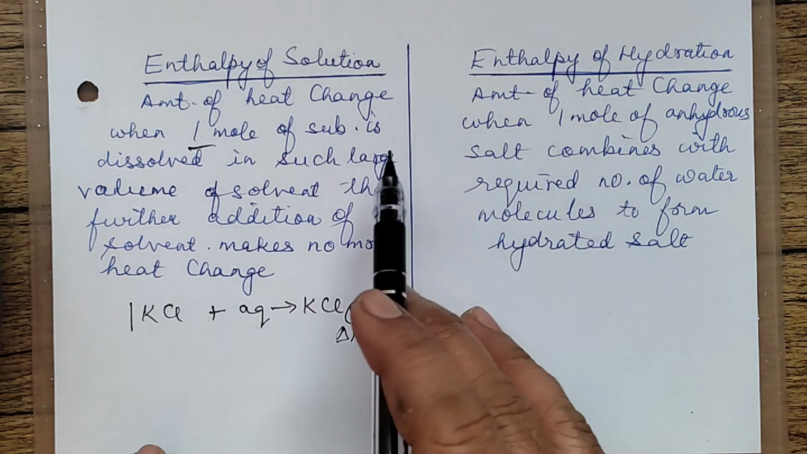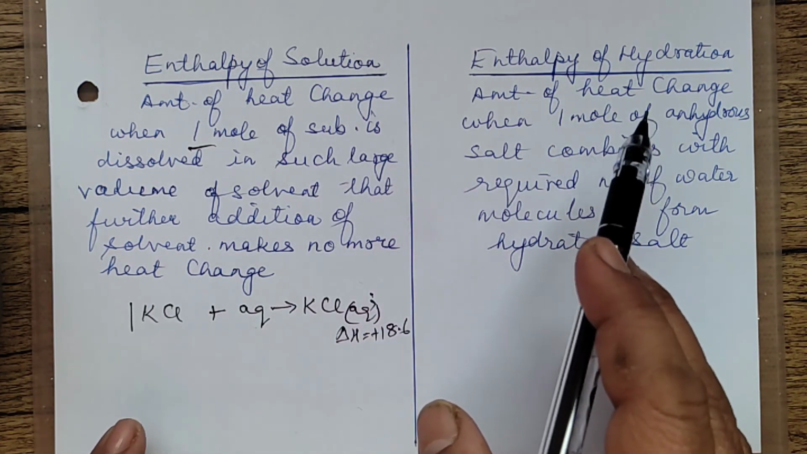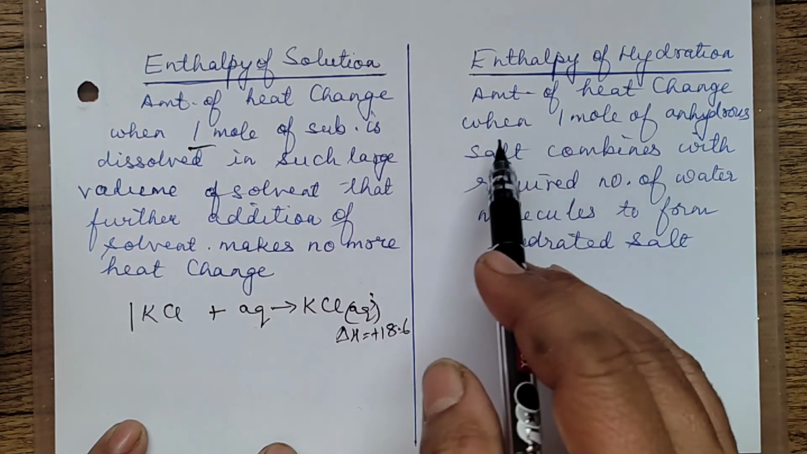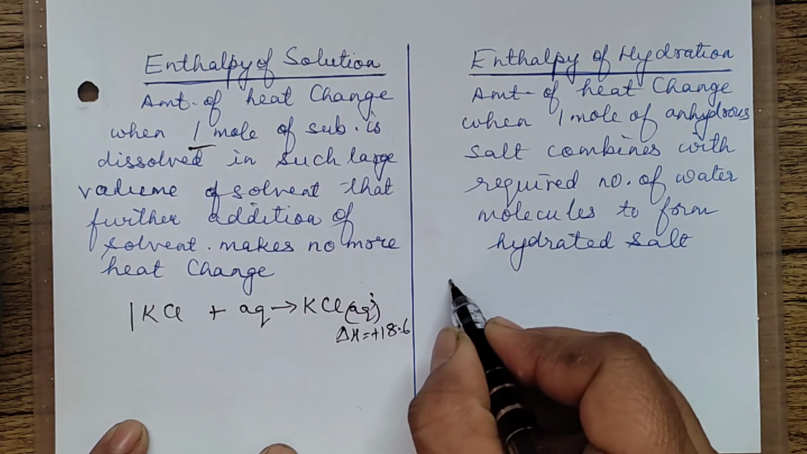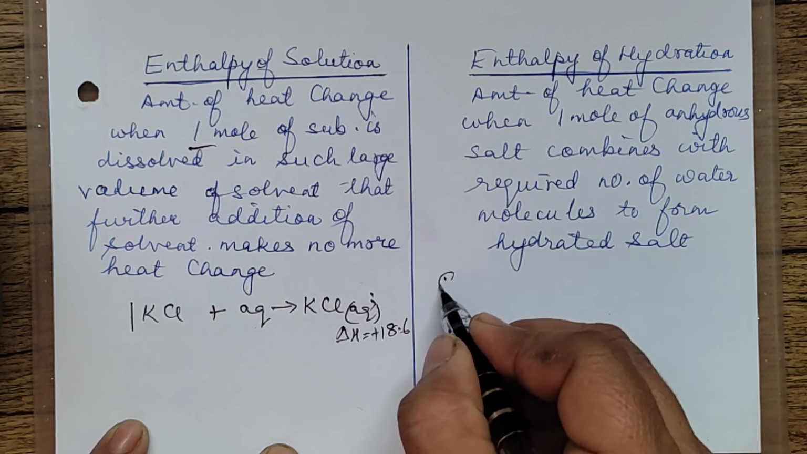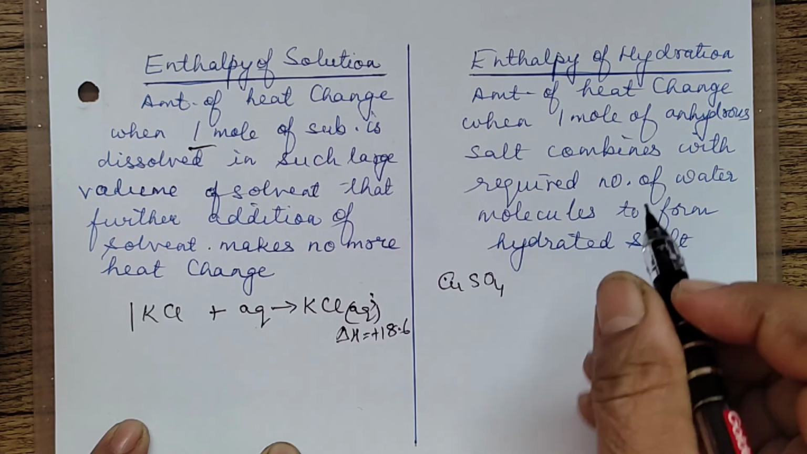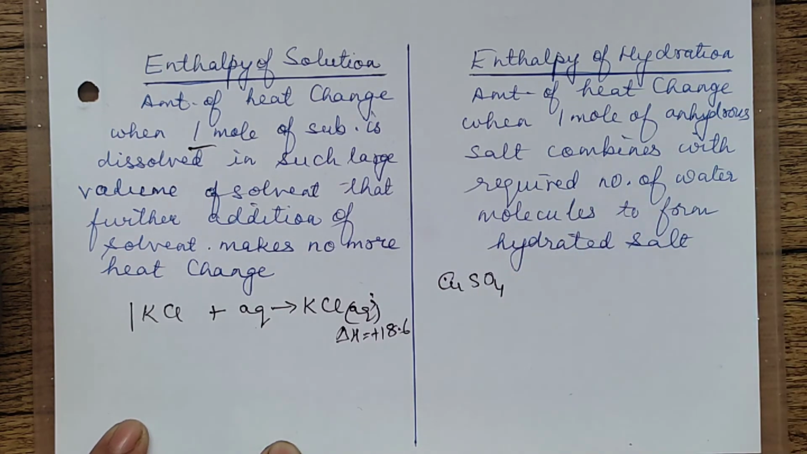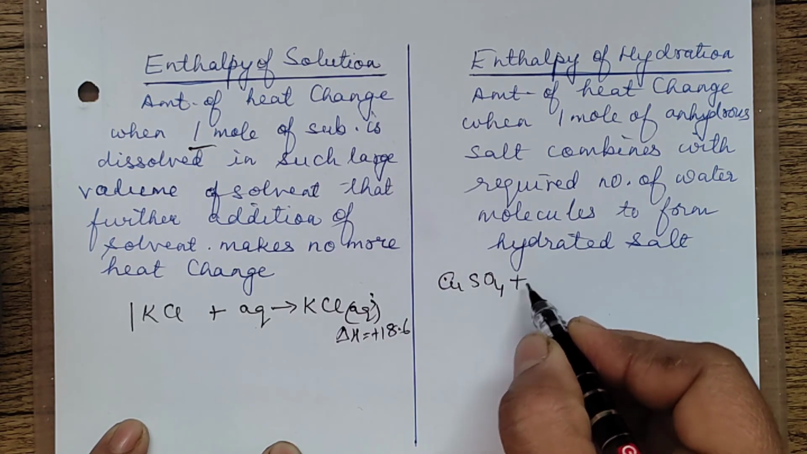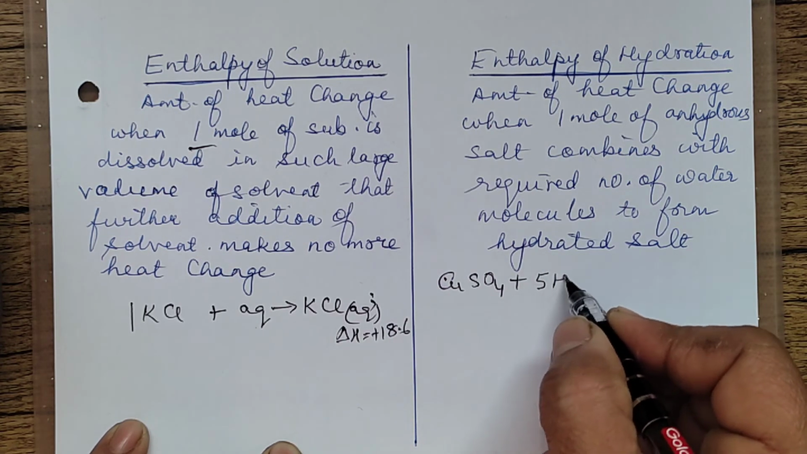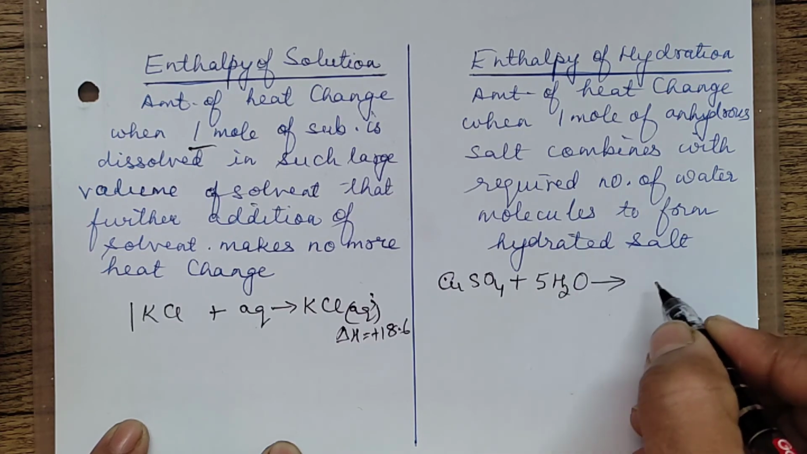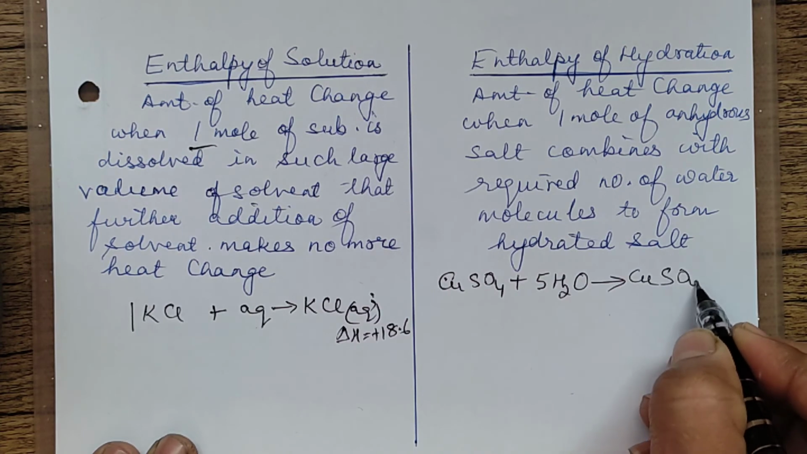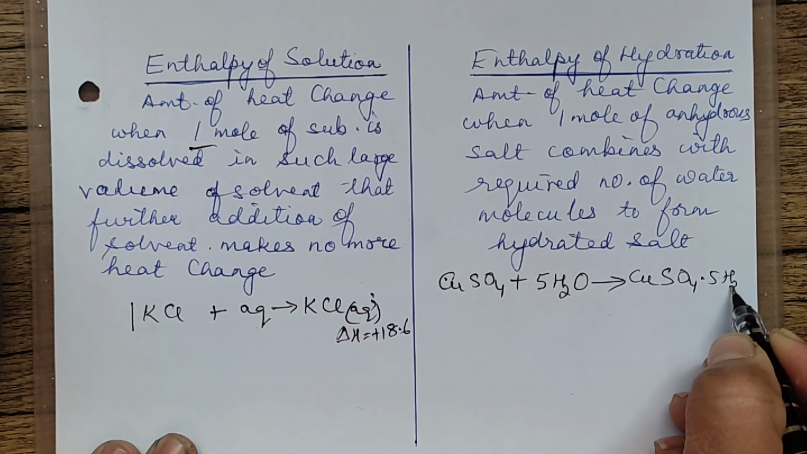Now, something similar to that is hydration. Normally, children get confused. This is the amount of heat change taking place when 1 mole of anhydrous salt, let us take copper sulfate, combines with the required number of water molecules. The required number for every salt is different. Suppose anhydrous copper sulfate combines with 5 water molecules and forms copper sulfate pentahydrate.